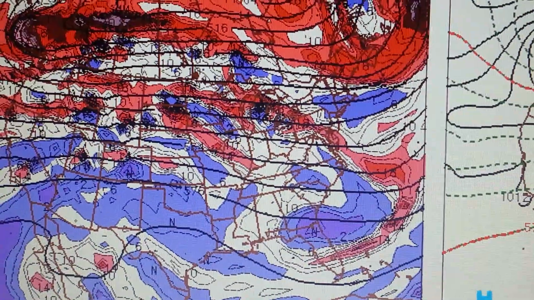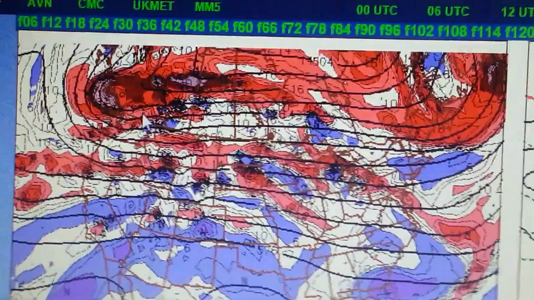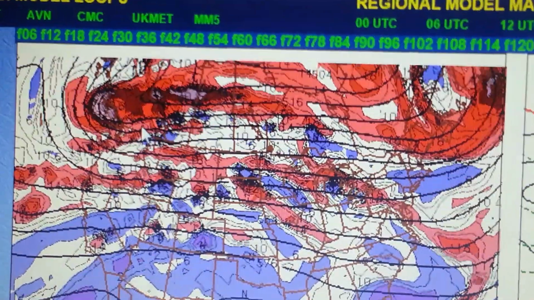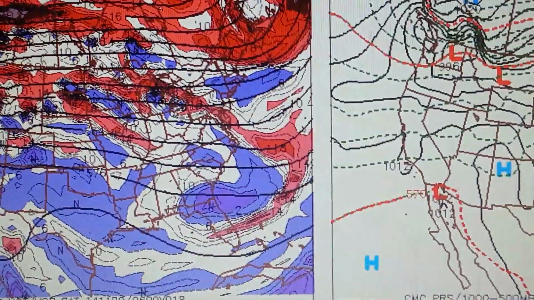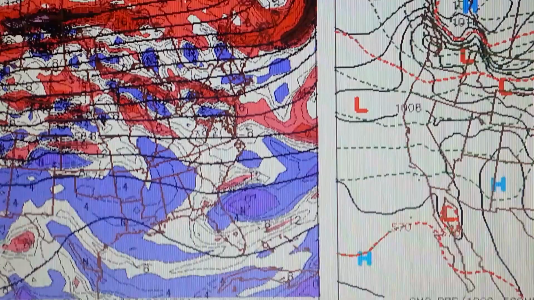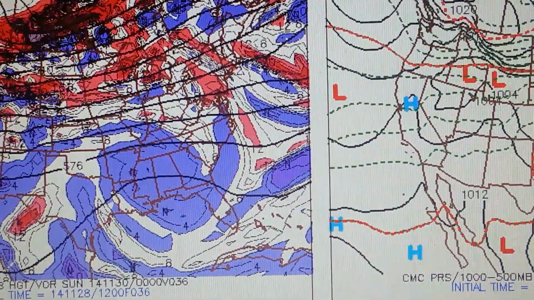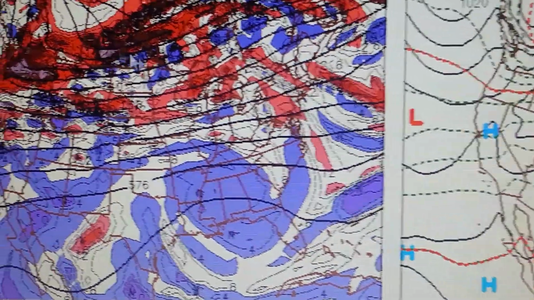Alright, so that trough moves out. You just kind of have pieces of energy here. The next piece of energy we're going to be watching is this trough up in here. That'll be for Monday night. There's a cold front ahead of that, but before I get there, you do have a slight chance of some snow showers on Saturday afternoon.